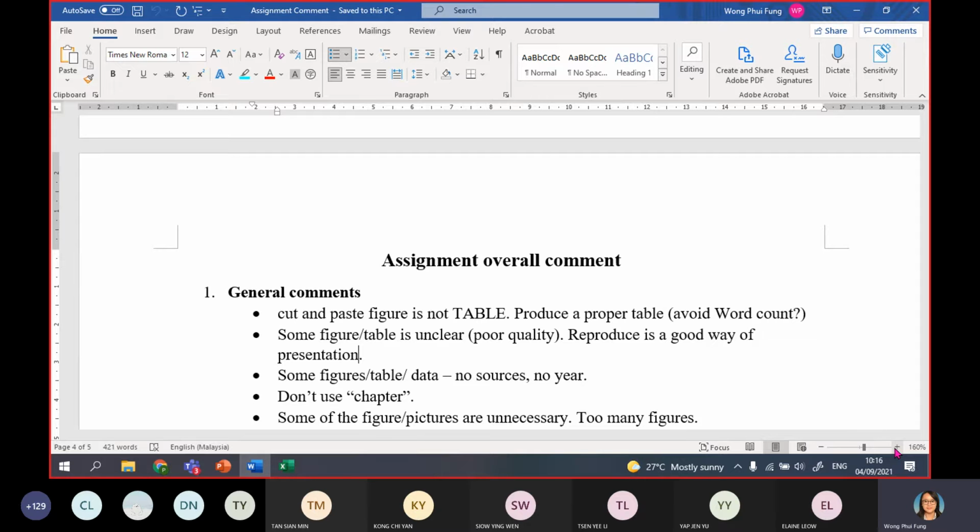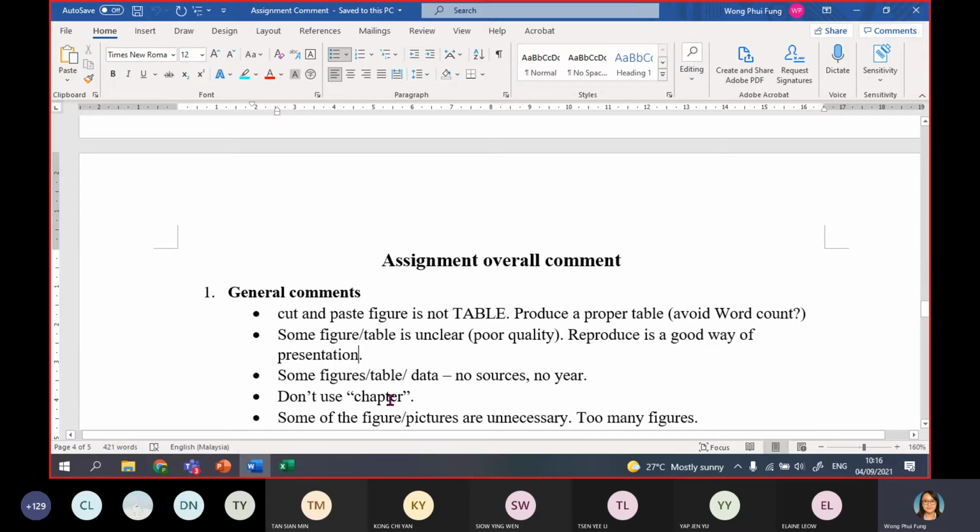Some of the figure data or table, I noticed that there are no source or no year. So please take note. Even if you do your FYP, when you paste any table or figure, that is very important. You have to cite the sources.